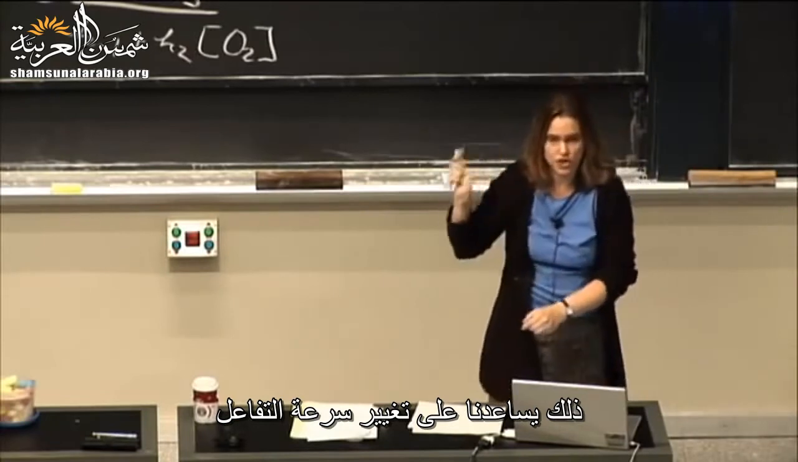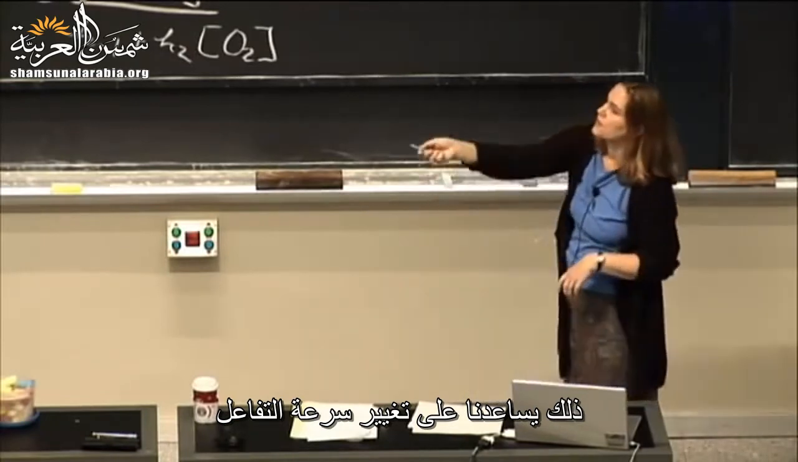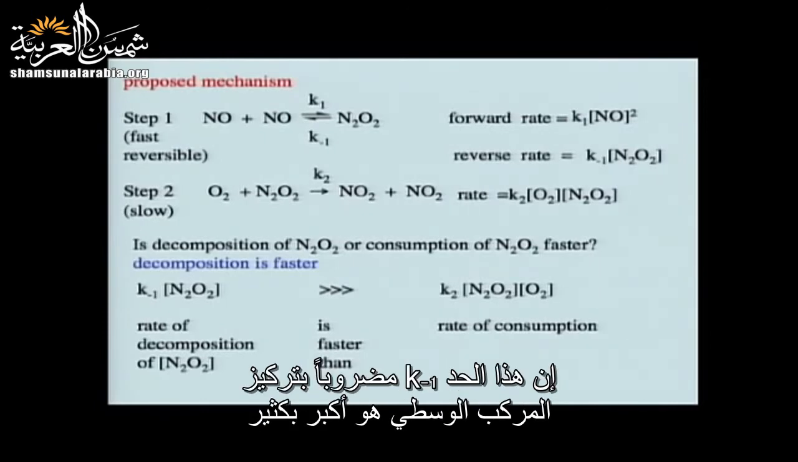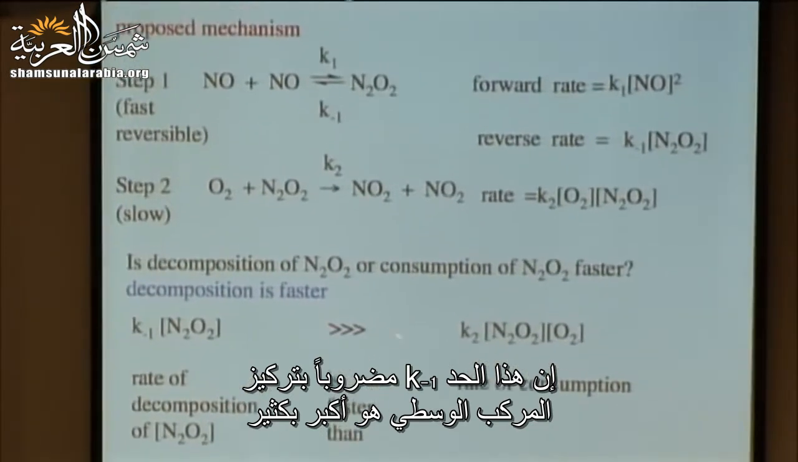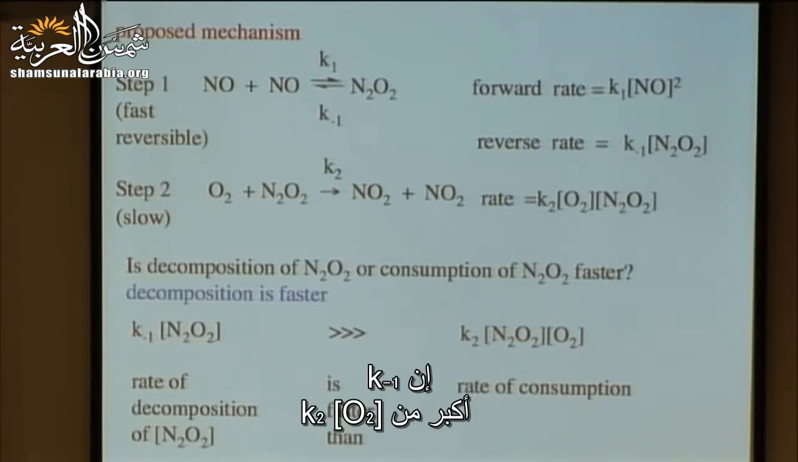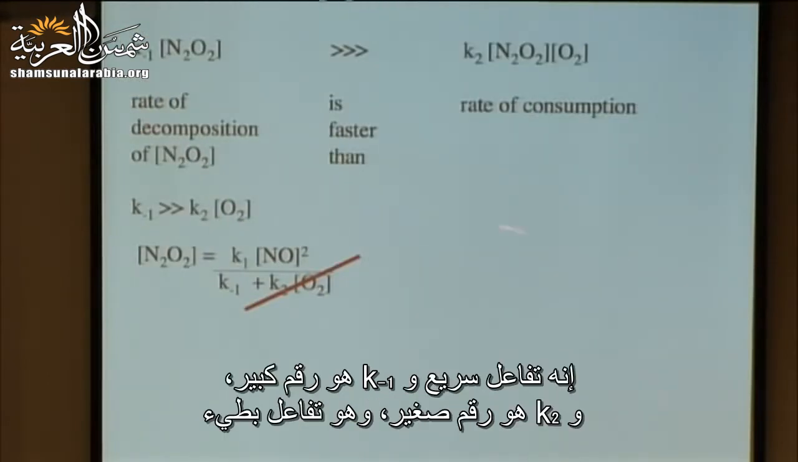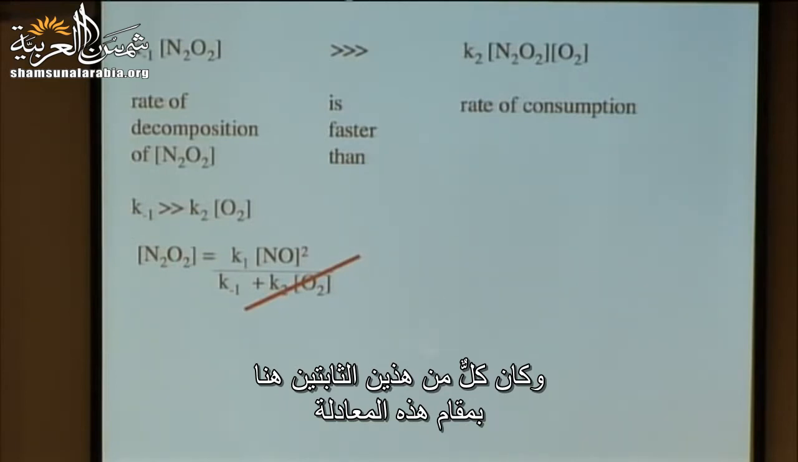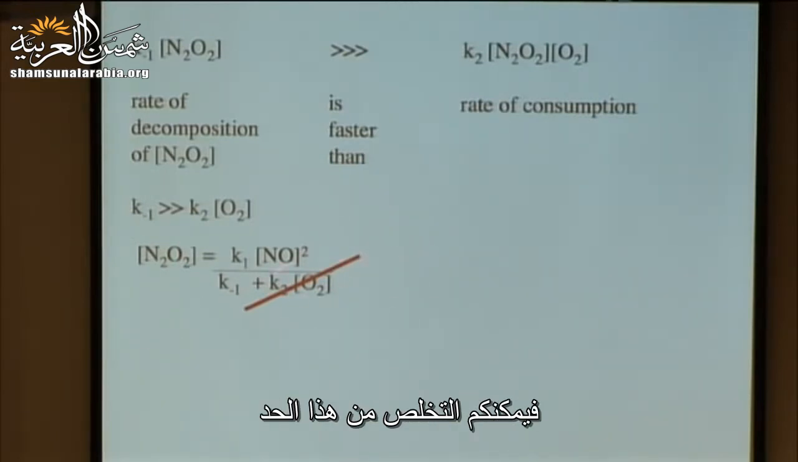So that allows us to change our rate. Here's the words, here's sort of the equations. We're saying that this term here, this k minus 1 times the intermediate term, is a lot bigger, because this is faster than this. This is slow. The rate of consumption is slow. So k minus 1 is going to be a bigger number than k2 times O2. If this is fast, that's a big number. k2 is a small number, it's slow. If this is a lot smaller than k minus 1, and these are both appearing in the bottom of the equation here, that allows you to get rid of this term.